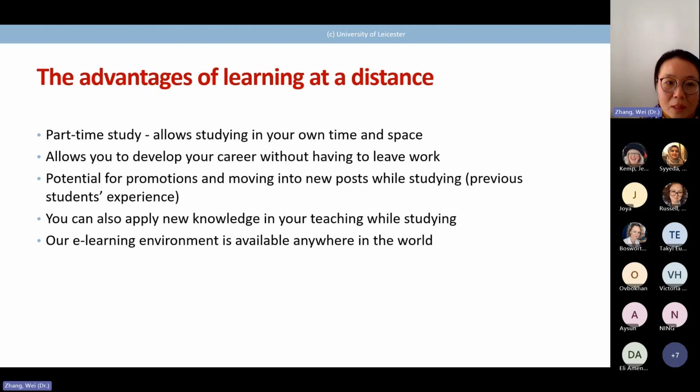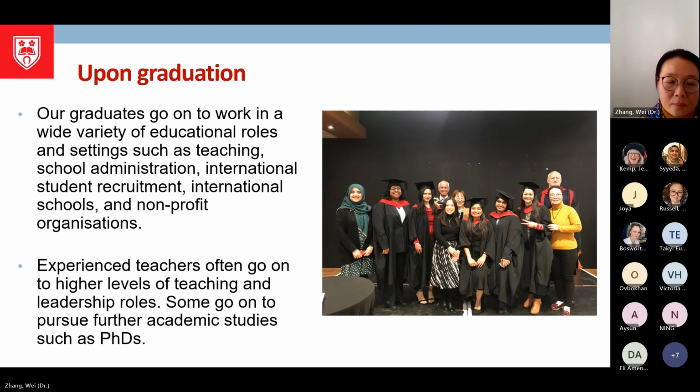Here are the advantages of learning at a distance. It's a part-time learning mode, offers you huge flexibility, supported by experienced tutors and an e-learning environment. And here is an image of the graduation that we have taken on the graduation day.